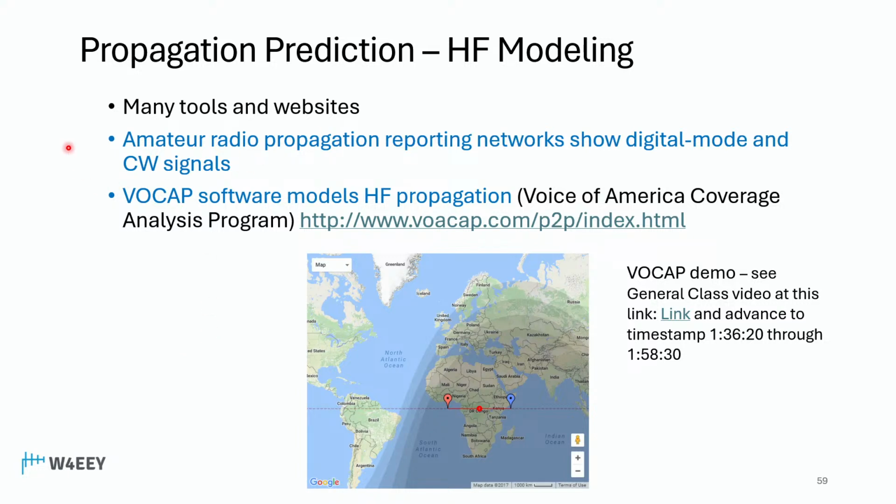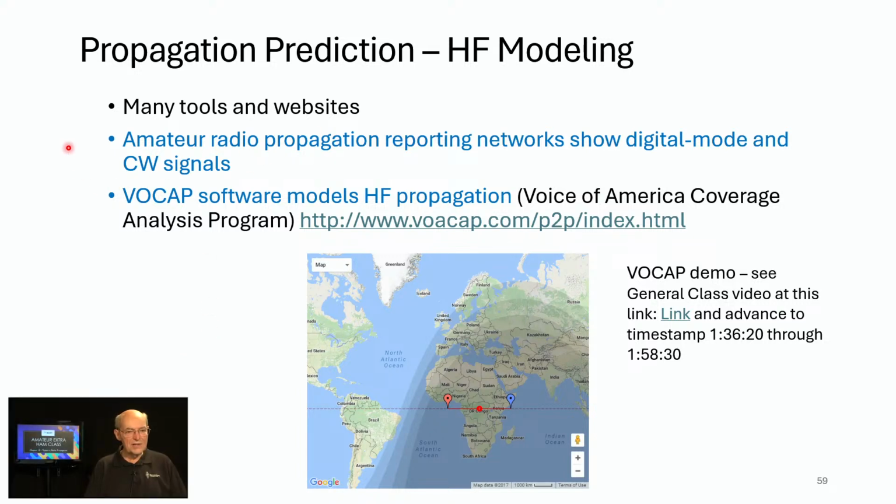Now, propagation prediction, there's a whole bunch of tools that are out there, and some of them are just absolutely excellent. There's tools on websites. I'll be sharing a couple of them with you. And possibly on the exam, you might see amateur radio propagation reporting networks show digital mode and CW signals. All right, well, let's take that apart a little bit.